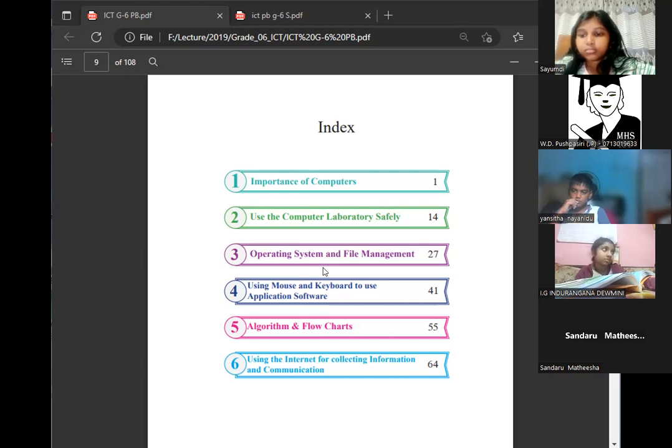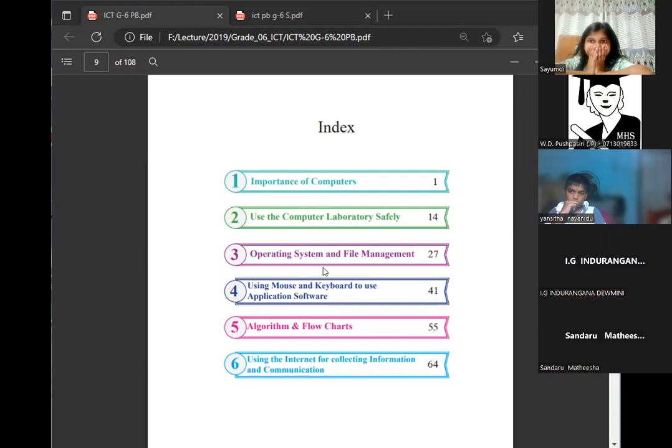So we will understand all those things in this lesson: what is software, what is a browser, how we are going to use the internet. So we will study lesson number 6. So these are the syllabus that we have to understand in grade 6.